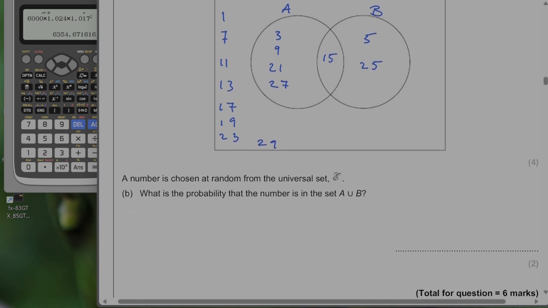Right, a number is chosen at random from the universal set. What is the probability that the number is in the set A union B? So that's the union. So we've got 1, 2, 3, 4, 5, 6, 7 numbers in the union out of a total of 7, 8, 9, 10, 11, 12, 13, 14, 15 numbers. So 7 out of 15.